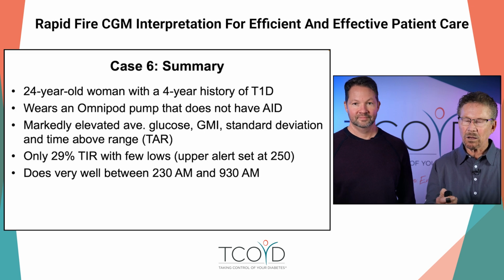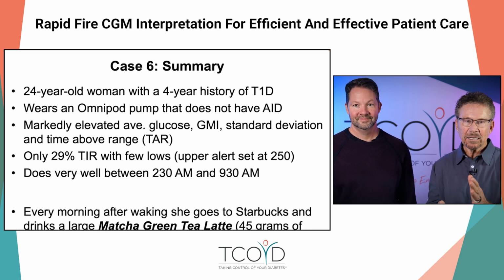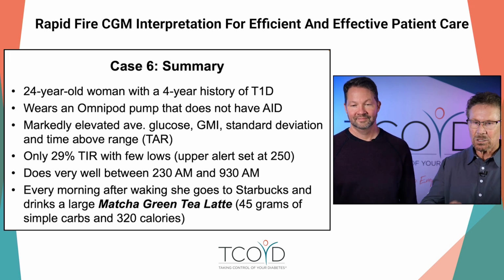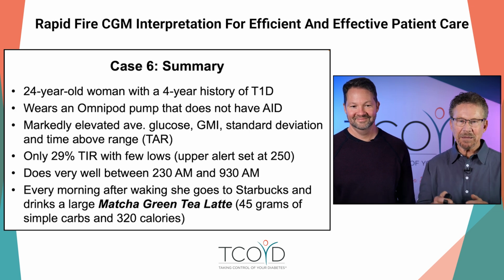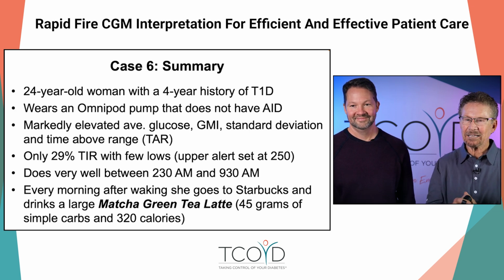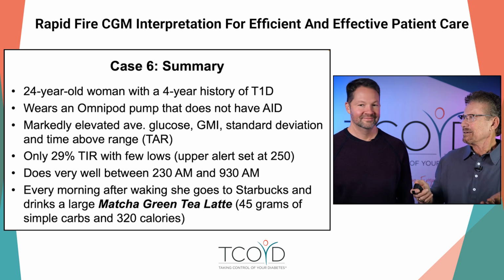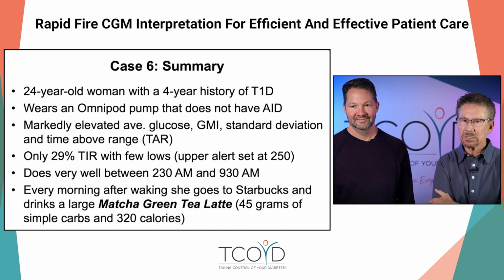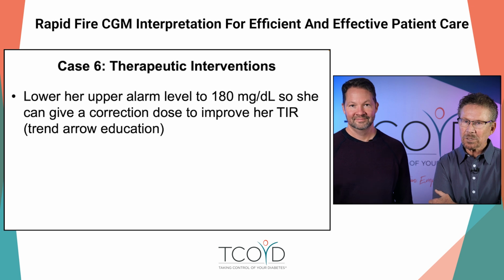She does very well between 2:30 and 9:30 a.m. She sleeps in late, and every morning, this is part of the history, she goes to Starbucks, she's behind you in line, and she orders a matcha green tea latte. Now, she heard the word latte and tea, it's free. So it's 45 grams of carbs, rapidly absorbed carbohydrates, 320 calories. So basically, to cut to the chase, we lowered her upper limit to 180.